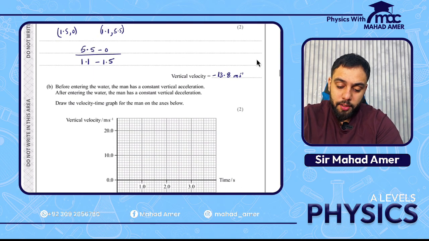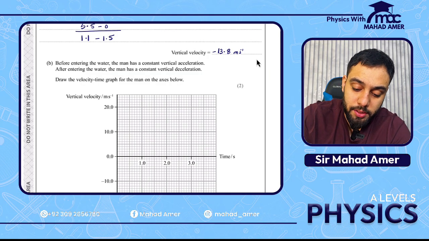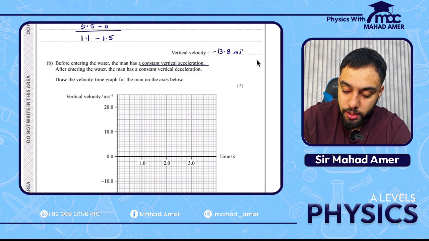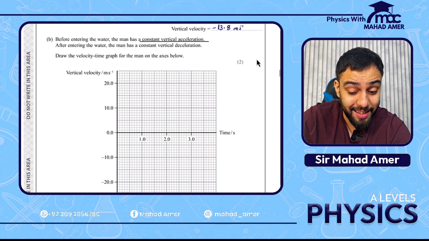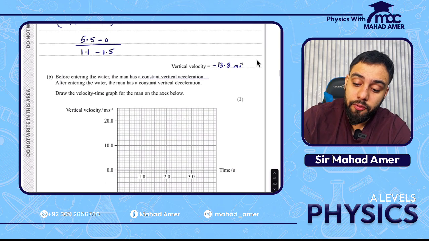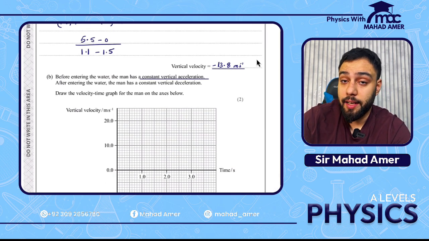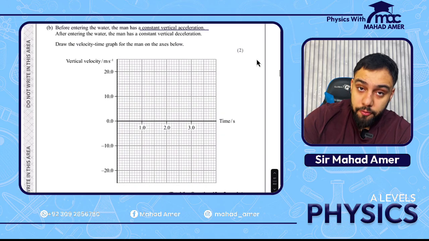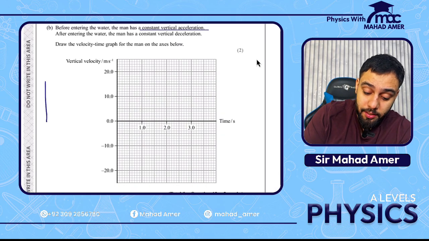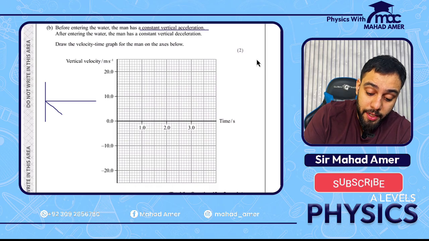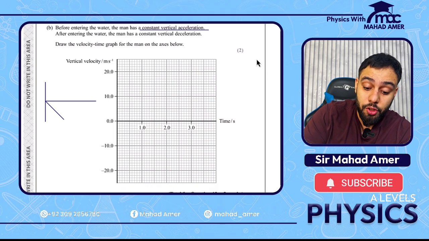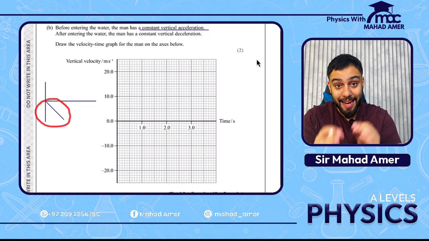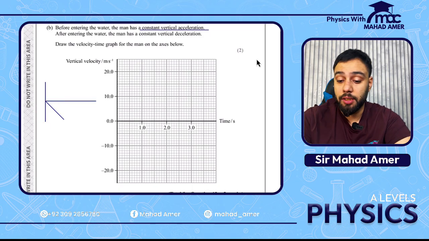Okay, before entering the water, the man has a constant vertical acceleration. If the velocity is increasing in the negative direction, that means if I would have to draw a velocity-time graph, it would look somewhat like this, because it's uniform acceleration in the negative direction.